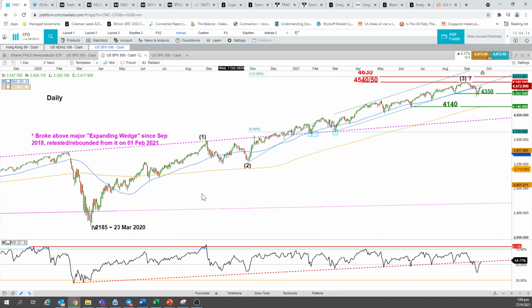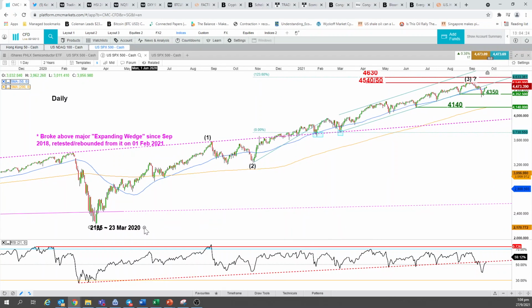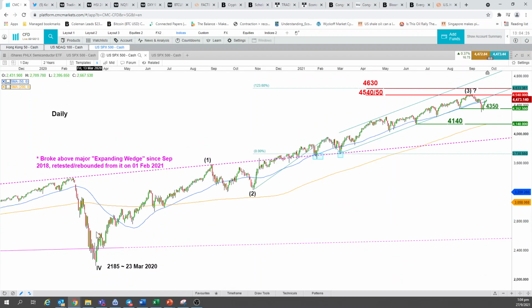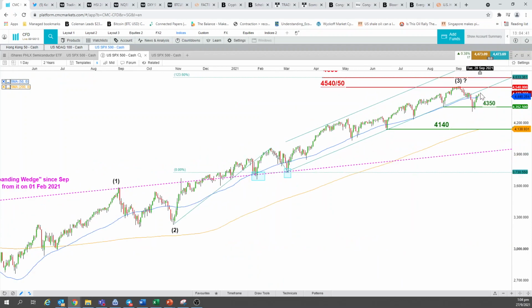What we could see here is this major uptrend since the pandemic low of 23rd of March 2020, which based on the CMC platform is at 2185. All right, 2185. So what we could see is it's still trading a series of higher highs and higher lows. But right now the medium-term uptrend that has been in place since 29th of January 2021 may have been damaged. Why? Because of the bearish breakdown of the lower boundary of this ascending channel support.